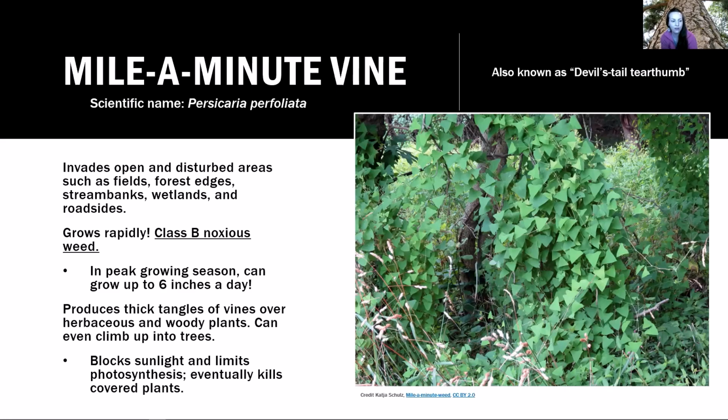So if you let this plant take over, it certainly will take that opportunity and do just that if no management is put into place. You can see in this photo here that it does produce these very thick tangles of vines, and it will overtake other plants that are in the area, so other herbaceous and woody species. And it is known to also be able to climb up into trees also. When it takes over these other plants, it will eventually kill them because it blocks the sunlight and doesn't let these other species photosynthesize. And so eventually over time, all you will have is mile-a-minute, or perhaps another invasive species that's very hardy in an area.